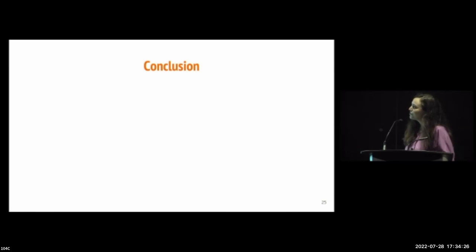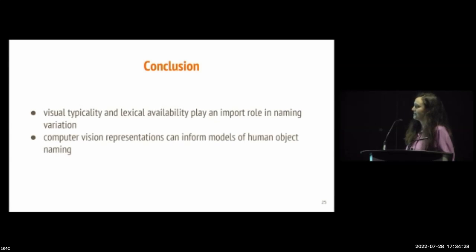And so in conclusion, we have shown that visual typicality and lexical availability, modeled through frequency, play an important role in naming variation. And we also say that computer vision representations can be a useful tool to inform our models of human object naming.